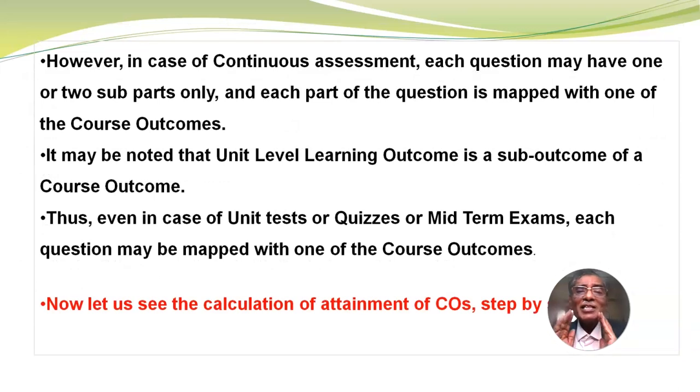However, in case of continuous assessment, each question may have 1 or 2 subparts only, and each part of the question is mapped with one of the course outcomes. It may be noted that unit level learning outcome is a sub-outcome of a course outcome. Thus, even in the case of unit tests or quizzes or midterm examinations, each question may be mapped with one of the course outcomes. Now let us see the calculation of attainment of COs step by step.